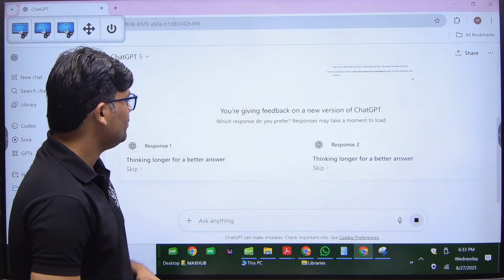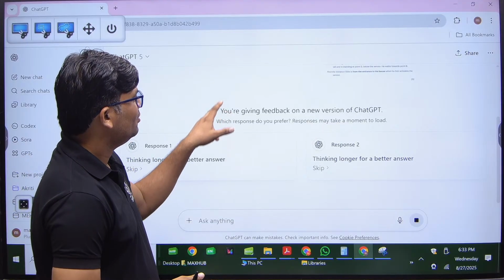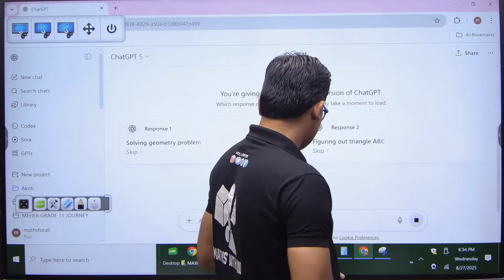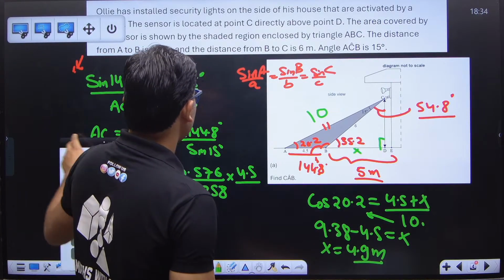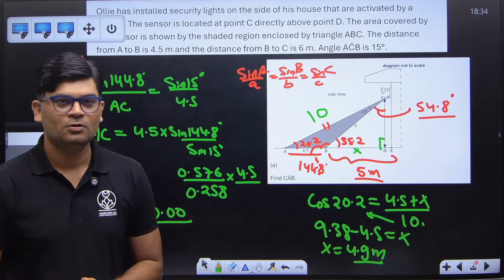Thinking longer for the better answer. Okay, we will just see. There are two responses coming. But until then, let us see if there is any other way that we can find. So how we do it, again I am explaining it to you.